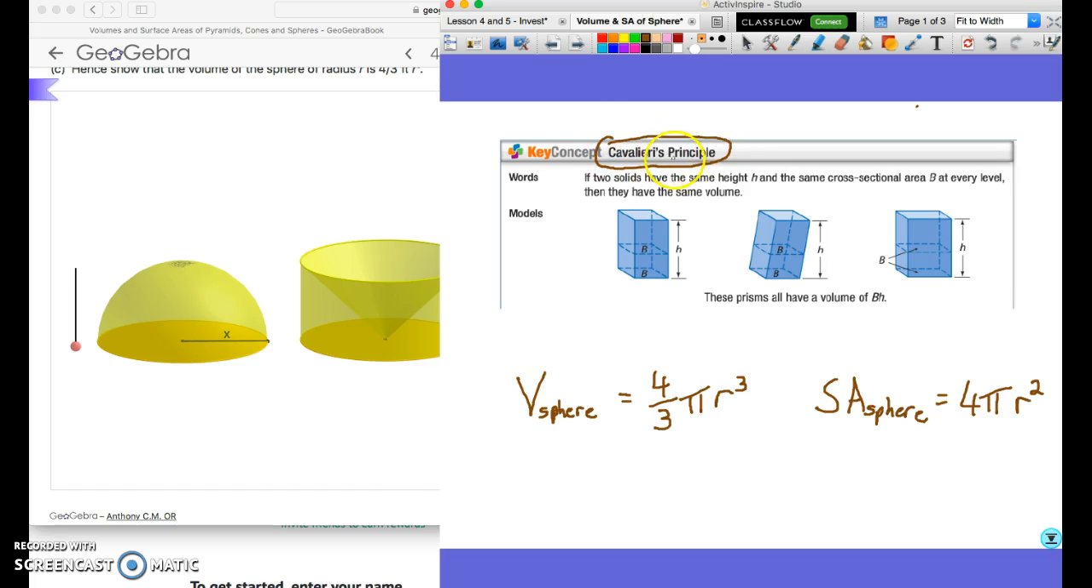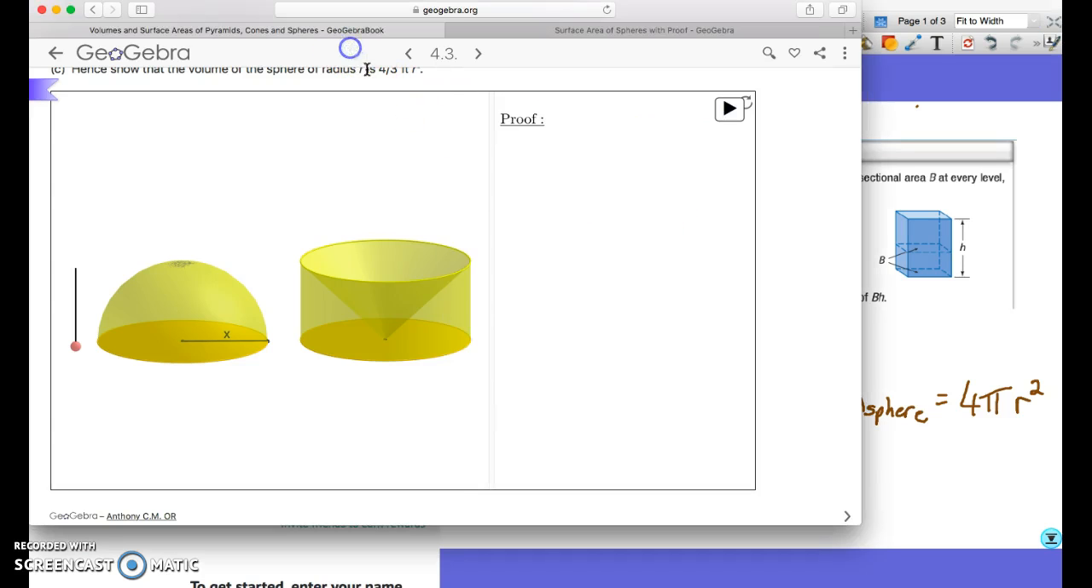Remember, the key with Cavalieri's principle is that if the cross-sectional area of two figures is the same and their height is the same, then their volumes must be the same. Here we have a representation of that for a prism, but that principle, of course, applies beyond just prisms. Okay, so now we're going to move over to our demonstration. Again, we are attempting to justify the formulas for volume and surface area of a sphere.